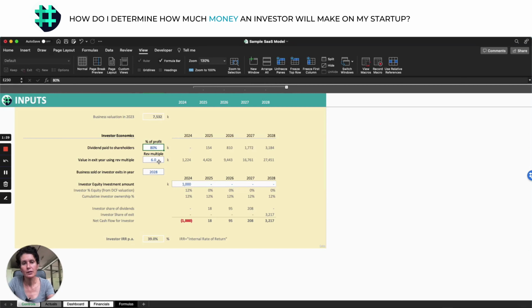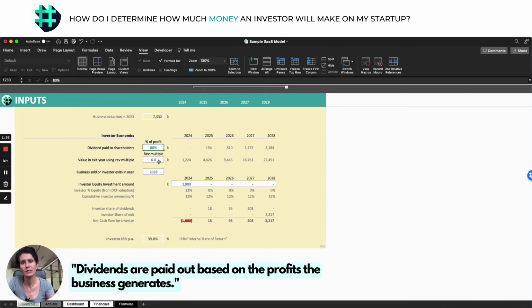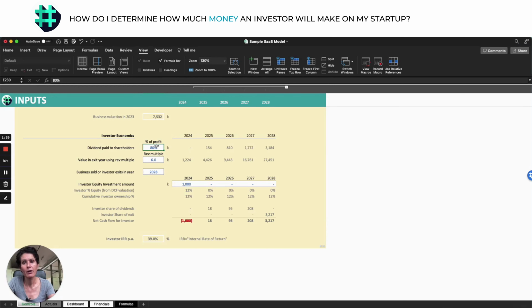So the first way that they're going to get paid is the dividends that we will pay out based on the profits that the business generates. So let's say, for example, that the dividend payout ratio is 80%. This means that these numbers are 80% of the profits that we will generate every year. This is for all investors. We haven't yet come to the 12% share based on the million that this particular investor has invested. We'll come to that in a second.